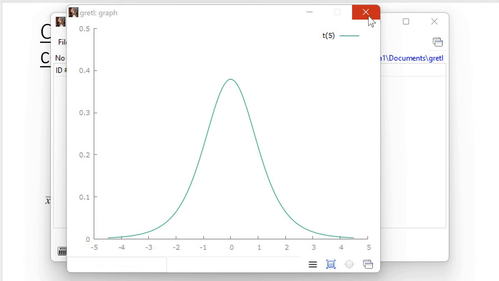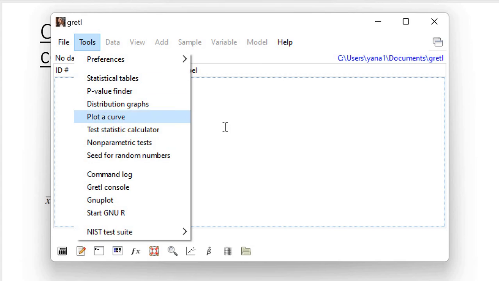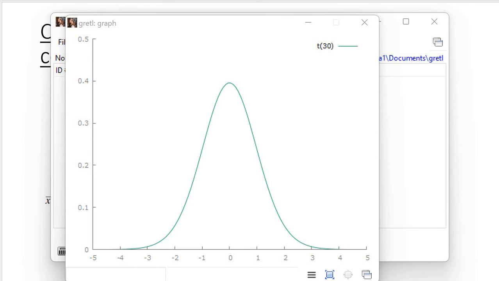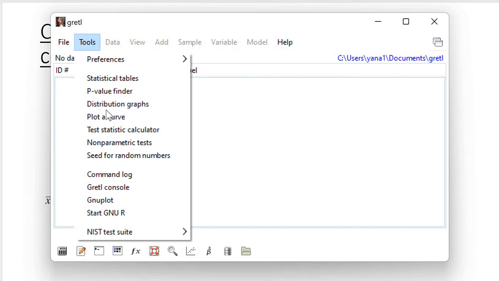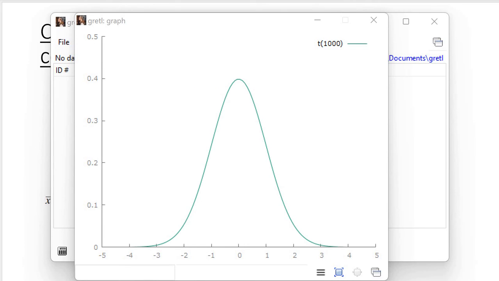So let us check what it's going to look like if we assume a bigger number of degrees of freedom. So this time let's assume 30, for instance. And here we are. It already looks more similar to the normal distribution. Let us choose some bigger number, let's say 1000. And yes, at this point it starts to look very similar to the standardized normal distribution. So I believe you've got an idea.